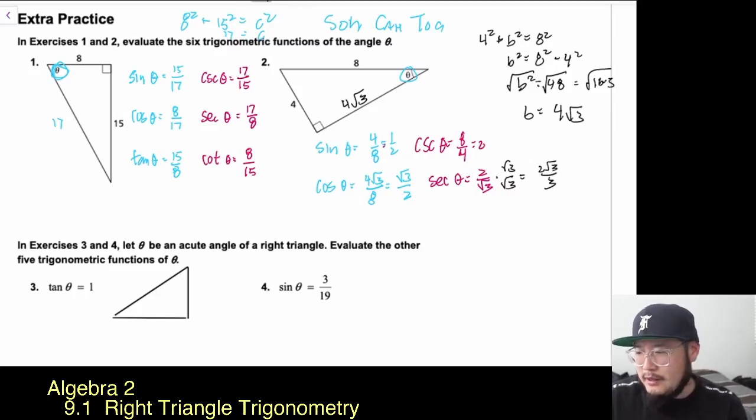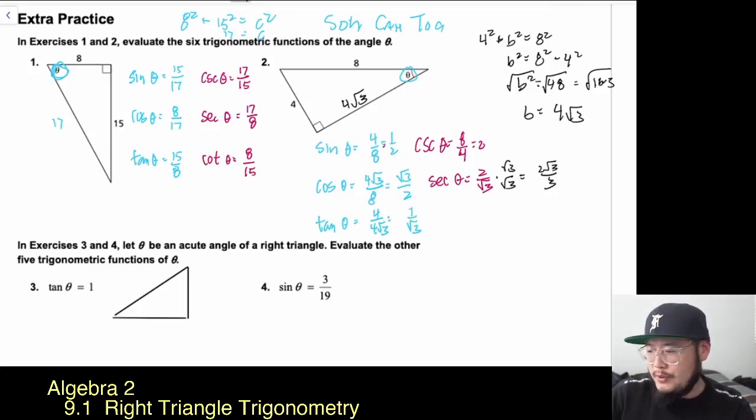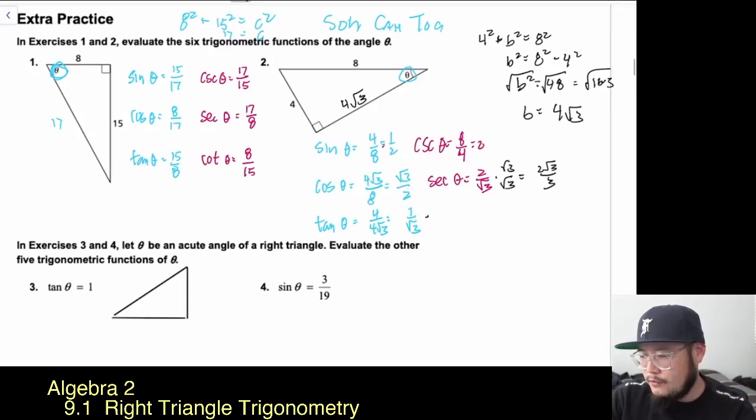Let's go ahead and figure out tangent theta. Tangent is opposite over adjacent. So we got 4 over 4 rad 3. Let's go ahead and eliminate the 4, or simplify that down, so I'll end up with 1 over rad 3. Remember, the problem here is we have rad 3 in the denominator, so we got to rationalize this. Multiply top and bottom by square root of 3, and so we got rad 3 over 3.